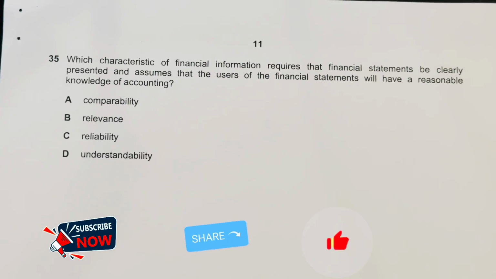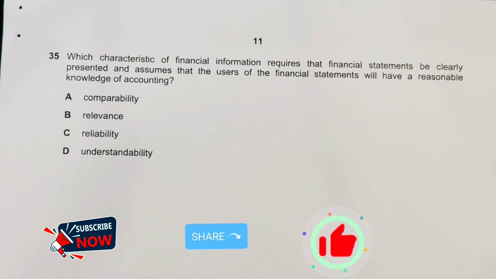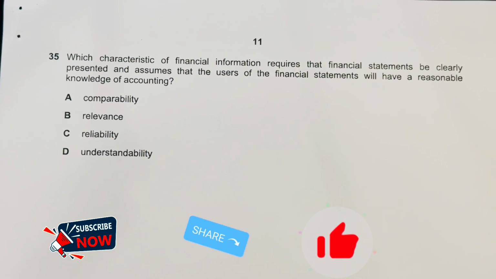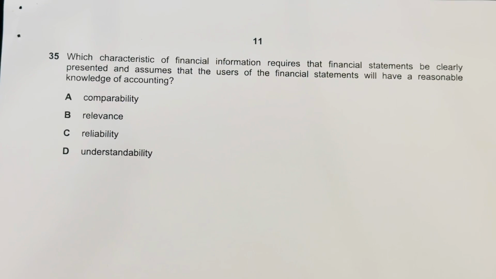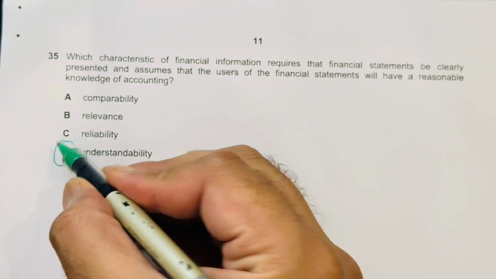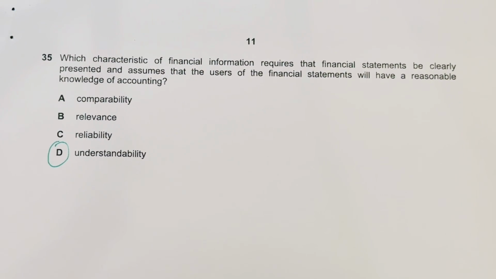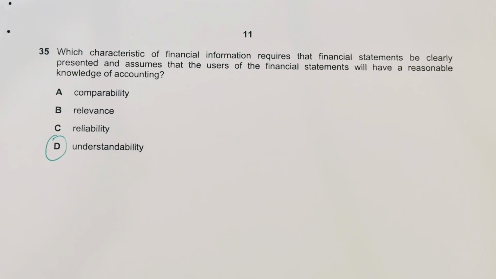Now we will move to the last question of this paper. Which characteristic of financial statements, this is an easy question, requires that financial statements be clearly presented and assumes that the user will have a reasonable knowledge of accounting: comparability, relevance, reliability, understandability. We know that we prepare this information for understanding. So option number D is the right option for this question.